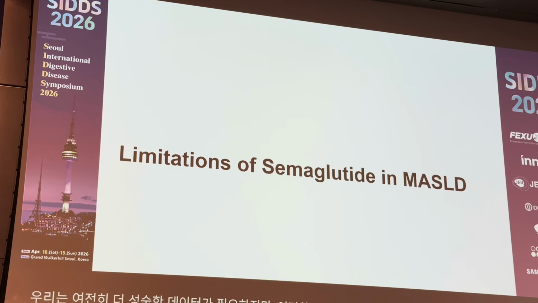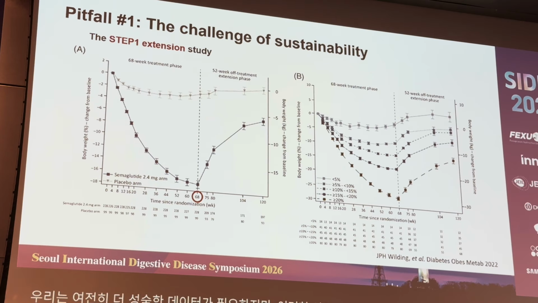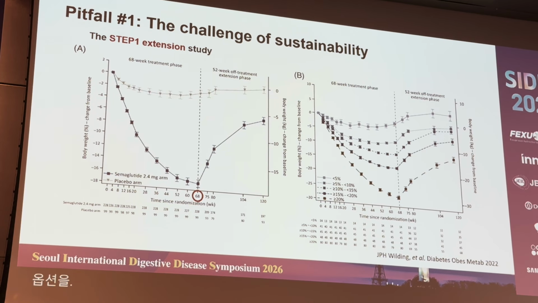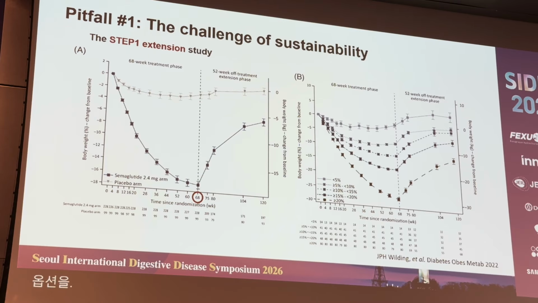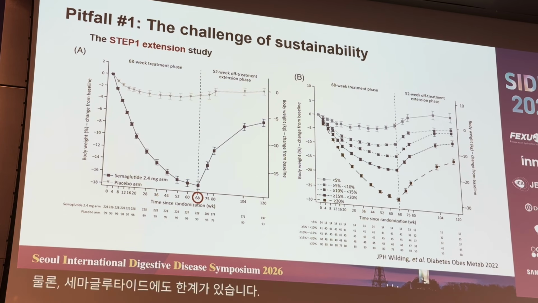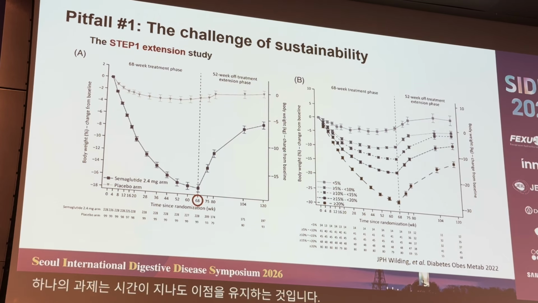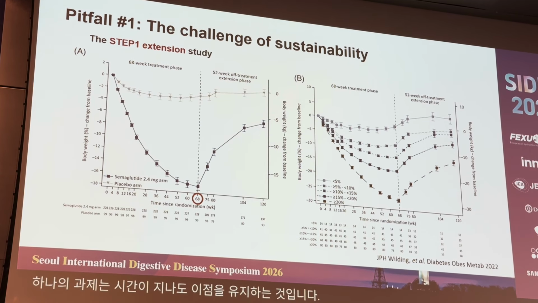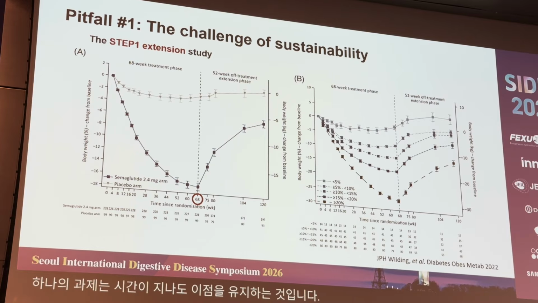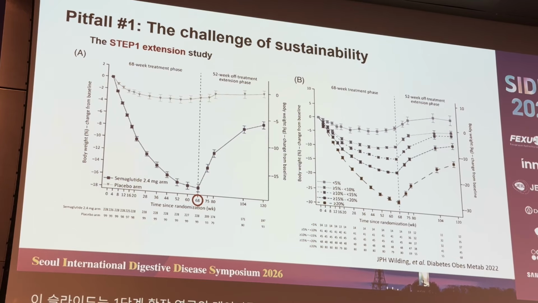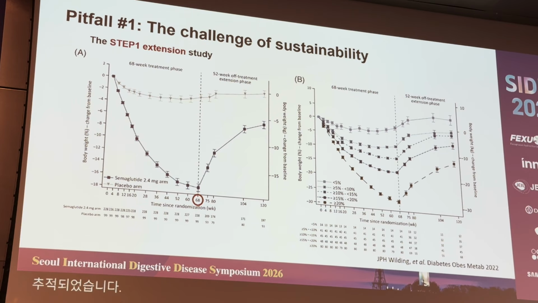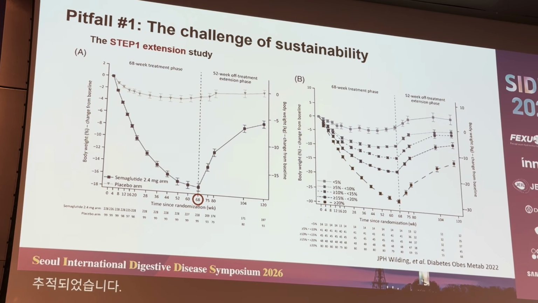Of course, semaglutide also has its limitations. One challenge is maintaining the benefit over time. This slide shows data from the STEP 1 extension study where semaglutide was stopped after 68 weeks and patients were followed for another year. During treatment, weight loss was substantial, but after withdrawal, much of that benefit was lost.